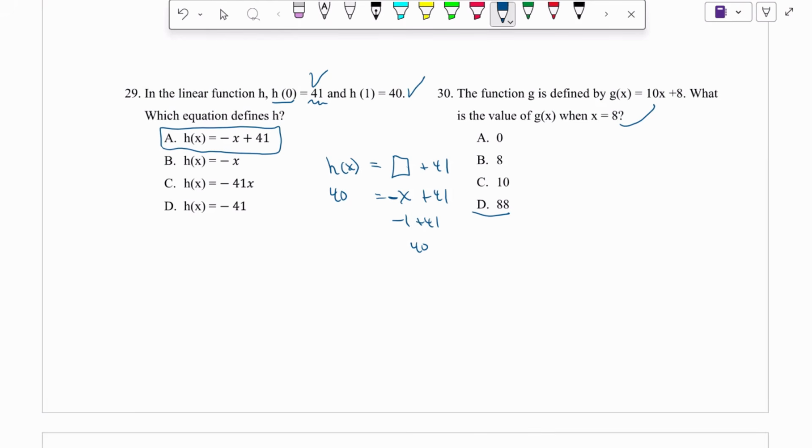So in this section here, going over lots of different function notation, function word problems, you have to ask yourself, what are they asking me to find? What information are they giving me?